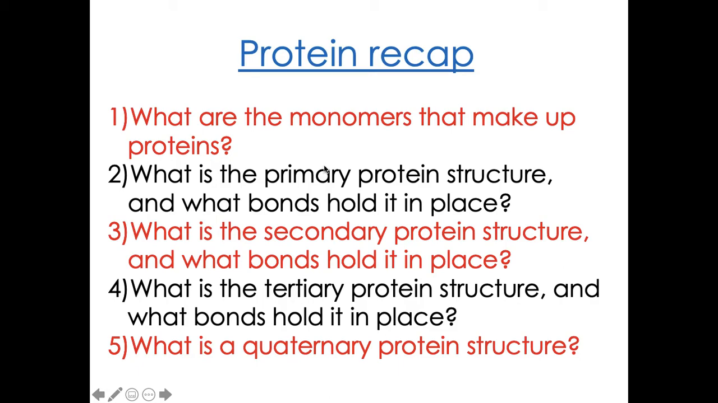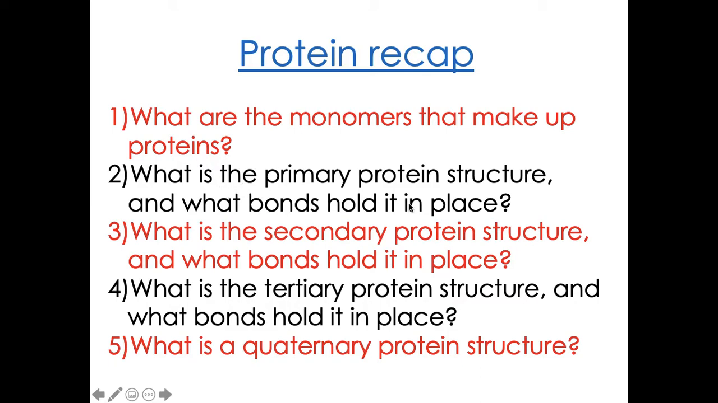So, a little bit of a recap on proteins. Remember, as you move through the course, you'll be expected to use all the knowledge that you've already gone through. So here we need to know about protein structure, amino acid sequencing, transcription and translation, mutations, etc. Okay, so what are the monomers that make up proteins? This should be an easy peasy question. They are amino acids joined with a peptide bond.